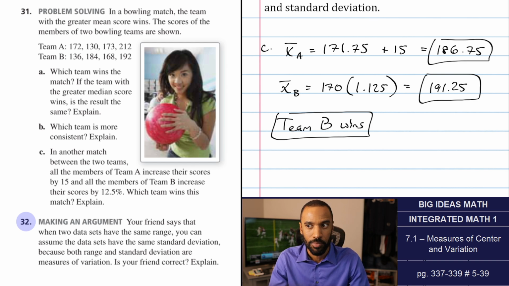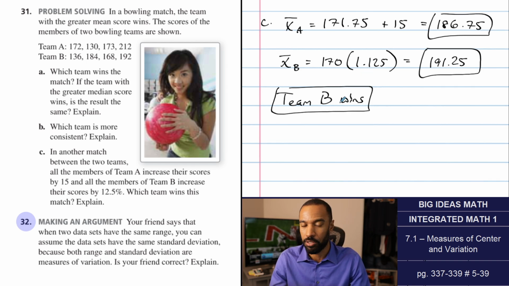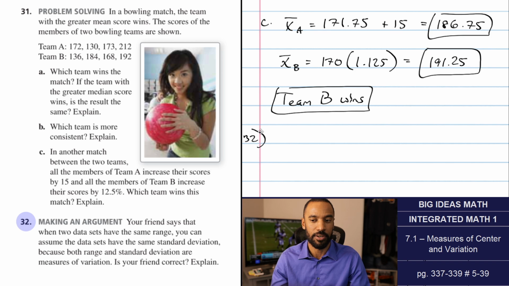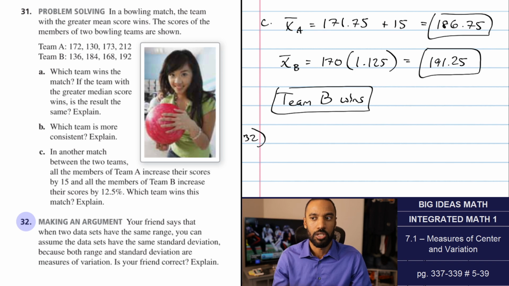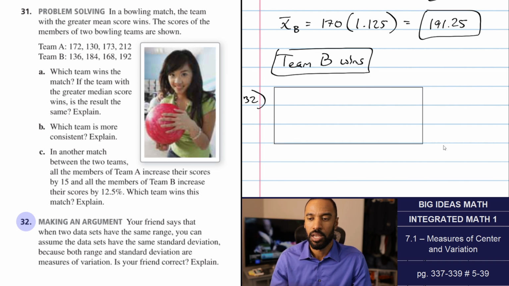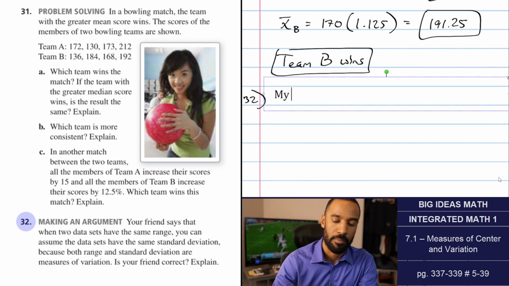No. Range just uses two numbers to calculate, the highest and lowest numbers, max and min. Standard deviation uses them all. That alone says if you're using different data to calculate, you can expect different answers. Is it guaranteeing different answers? No. But you can expect different answers. My friend is incorrect.